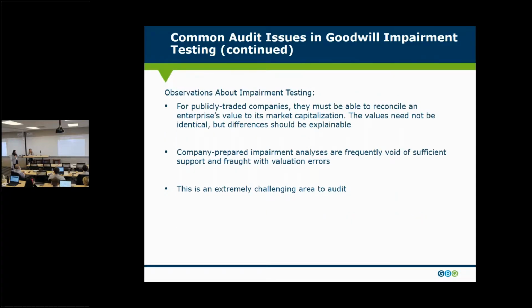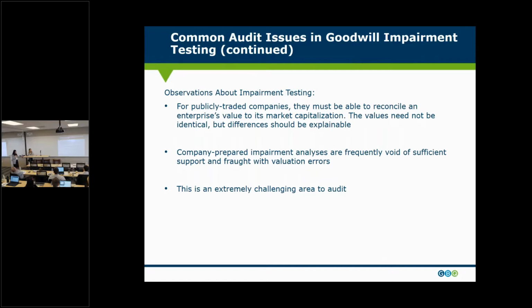Couple observations about impairment testing. For public companies, you should be able to reconcile that to the company's stock price. It doesn't need to match up exactly, but if there are material differences, the reason should be explainable. Maybe it had to do with availability of information that wasn't available to the public, but the differences should be explainable.